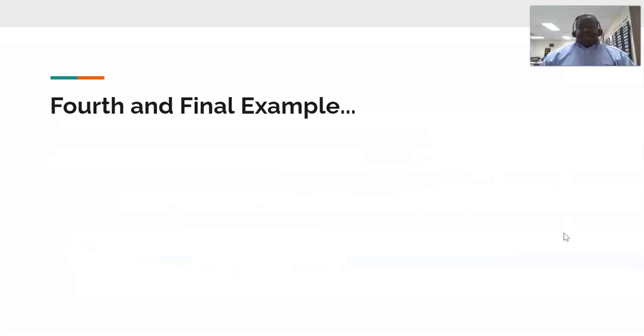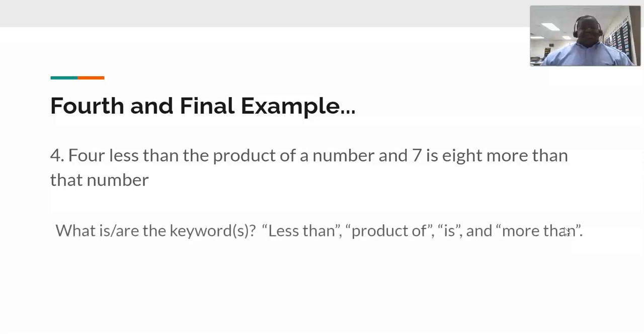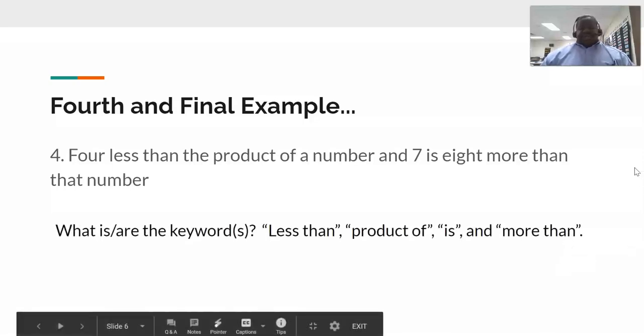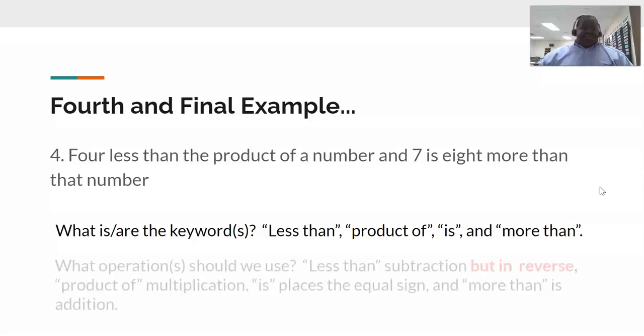Our fourth and final example for this video: 4 less than the product of a number and 7 is 8 more than that number. Keywords: less than, product of, is, and more than. On your notes paper, feel free to underline these terms. I'm identifying them as I can with the technology that I have.